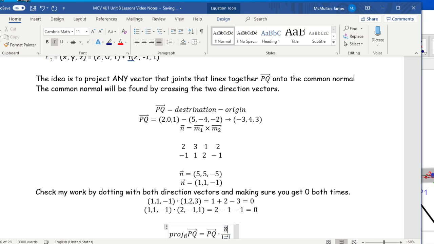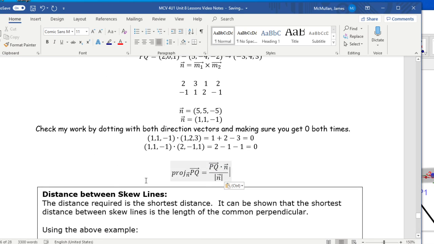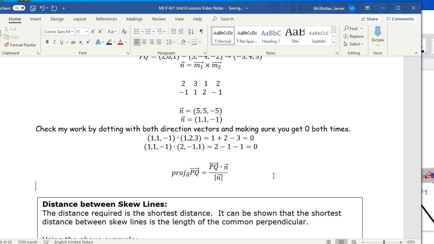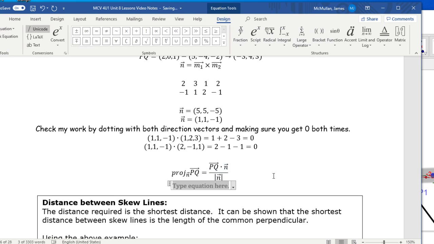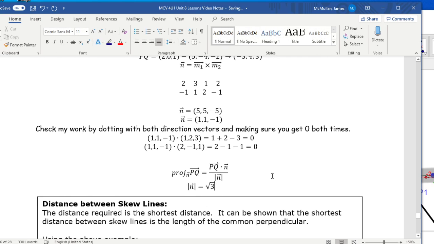Let's bring the PQ and the vector up so that it looks more familiar. Okay, so we're going to project PQ onto N. What you do is you simply dot PQ with the normal, and then you divide by the magnitude of the normal. In our case, the magnitude of the normal is pretty easy because we reduced it. It's just equal to square root of 3, right? Because it's 1 squared plus 1 squared plus 1 squared, and then square root the whole thing.